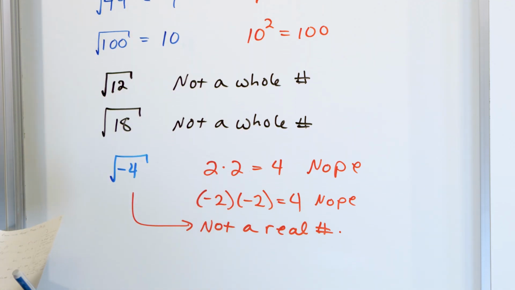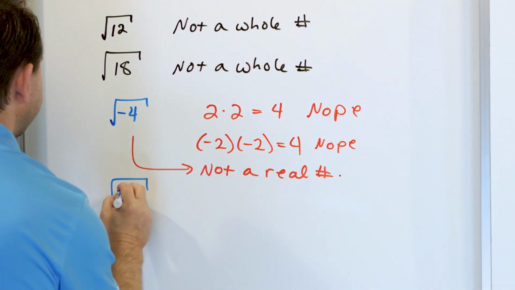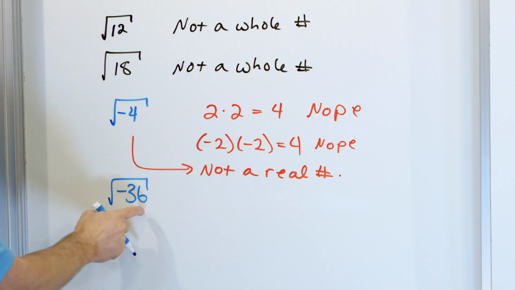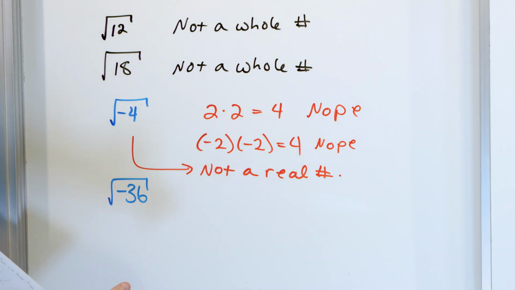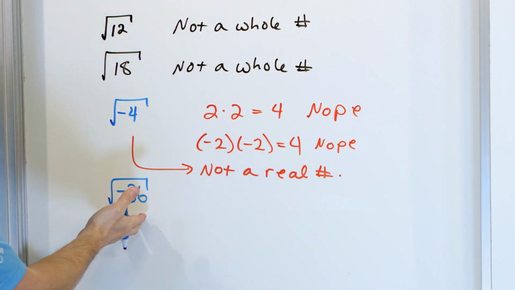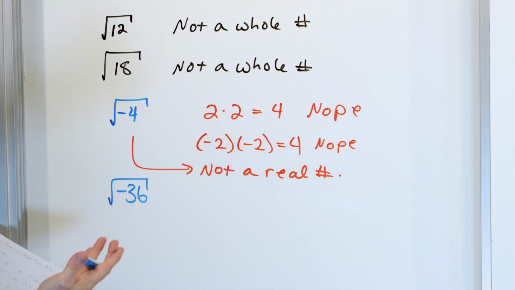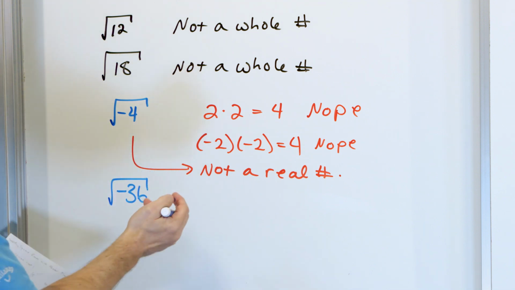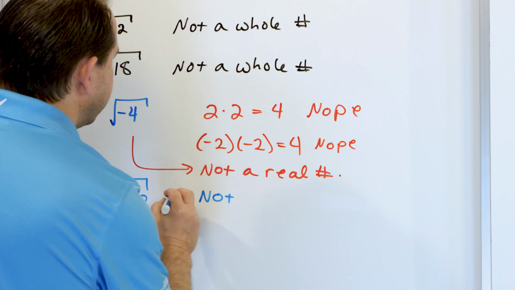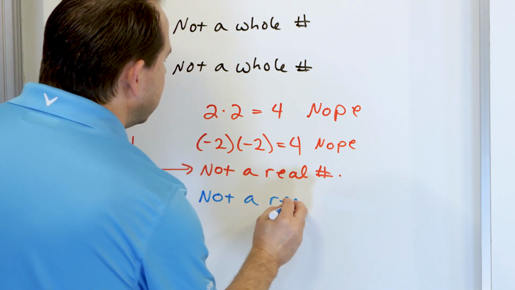So as another example, what if I have the square root of -36? A lot of students will say, 36, that's going to be 6, right? Well, 6 times 6 is 36, right? But that's not -36, so that's not going to work. What about -6? So -6 times -6, okay, that's still +36. So there's no way to get -36 with a real number. So again, you say not a real number.